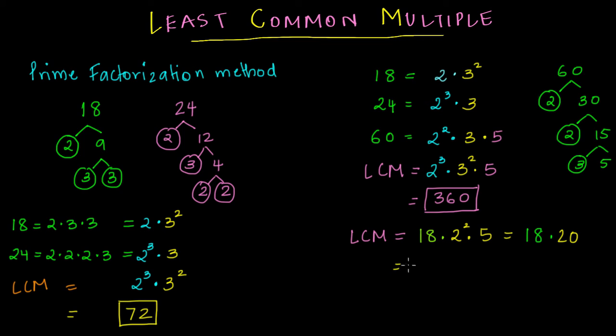And it's also equal to 24 times, 24 already has a 2 cubed in it. It has one 3, so it needs another 3, and it needs a 5. So the LCM is 24 times 15, and it's also equal to 60 times 2 times 3, which is 60 times 6.